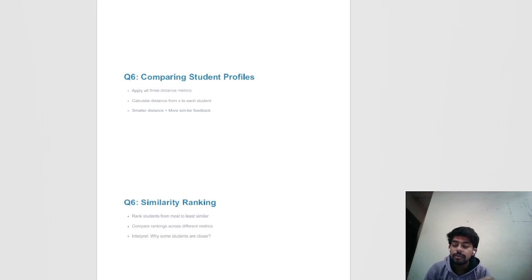For the actual calculation, we apply all three distance formulas we discussed earlier: Euclidean, Manhattan, and Supremum to each student. This gives us three different perspectives on similarity. We then compare the results across all three methods to see if they agree on which student is most similar.